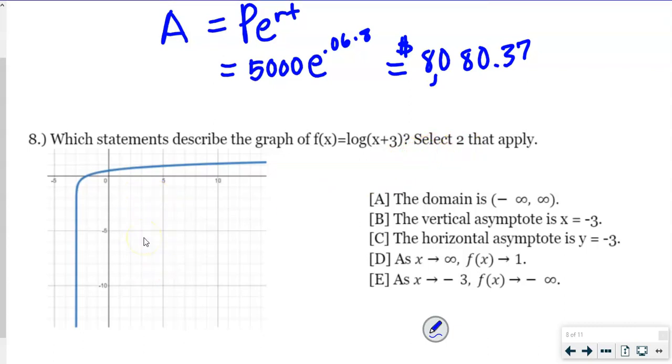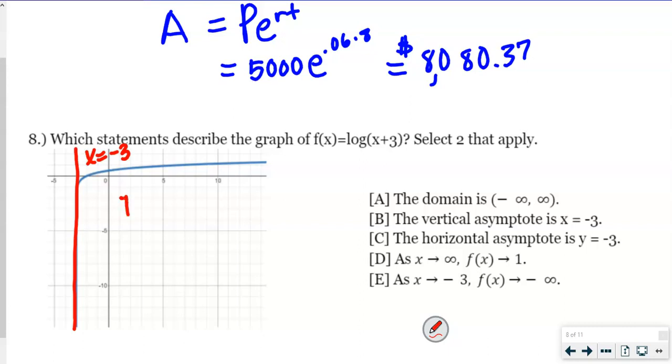So the first thing I want to talk to you guys about is, what is this line right here? Isn't this the line x equals -3? And we know that our graph is not going to go left of that line, right? It's going to get really, really close to that, but it's never going to touch that line. So this says which statement describes the graph. So that means we're looking for true statements, right?